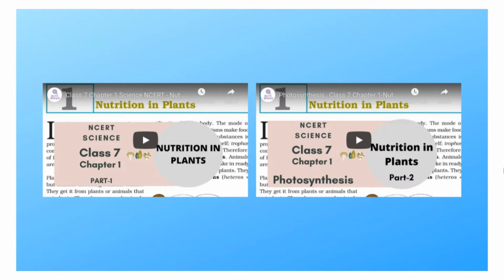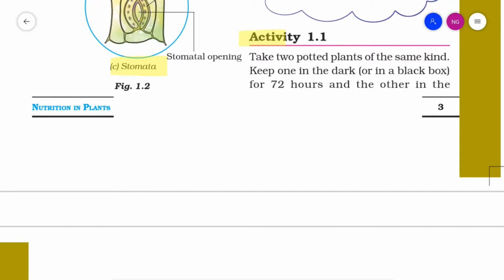Let's get into today's video. Today I will start with activity 1.1. This activity is given to test the presence of starch in the leaf. This activity is also called the iodine test with the leaves or starch test with the leaves. So let's see how to perform this activity.